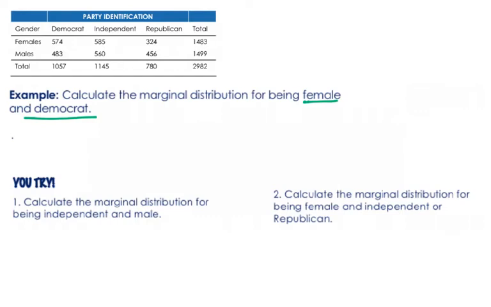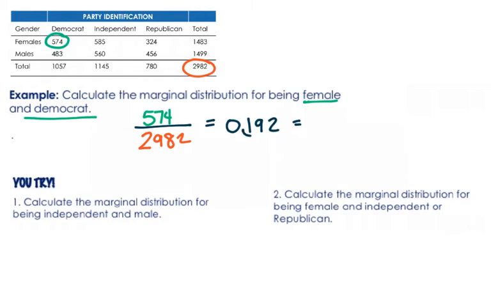So you look at the chart. I look at how many females are Democrats. I get 574. And then you're going to divide it by the total. And remember, the total was 2,982. So when I put that in my calculator, I get 0.192. And if I convert that to percentage, I'm going to move the decimal place over twice. So I get 19.2%. So that is the marginal distribution for being female and Democrat.